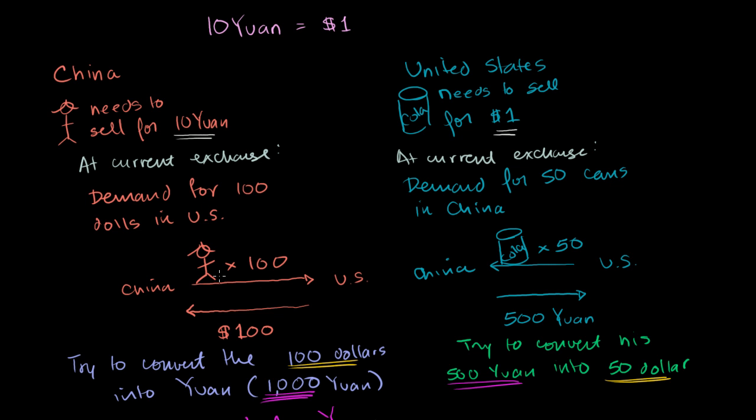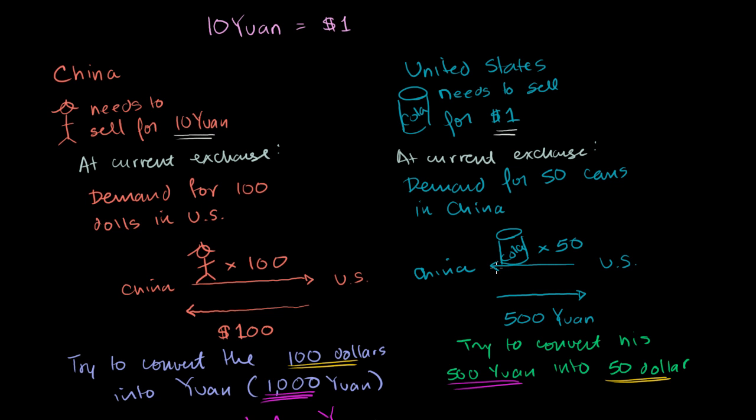So we kind of just drew it out. The guy would send, and we said at that price, so for 10 yuan, which was $1, at $1 there was demand for $100 in the United States. So we saw this dynamic. He would ship $100 to the United States, and then the United States would ship him back $100. He would sell those dolls for essentially $1 each. He would get back $100.